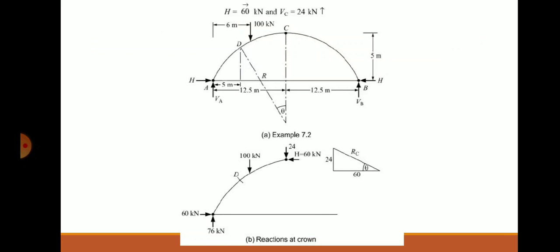So, let me show the figure like this. This forms the figure. There is an arch. The span is 25 meter and the crown is at the center. So, 12.5, 12.5, and there is a point load of 100 kilonewton at a distance of 6 meter from the left support. That is what is written clearly. The crown is 5 meter height.